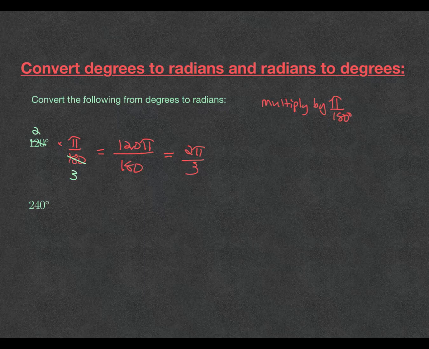So, right. Then we're going to go to 240, and 240 times pi over 180, okay? Again, 60 goes into both, so I'm going to go ahead and cross that out. That's 4 and 3. So that's going to equal 4 pi over 3, and that is how you convert from degrees to radians.